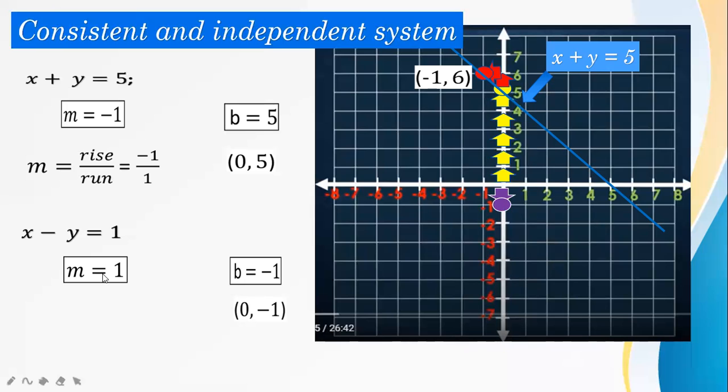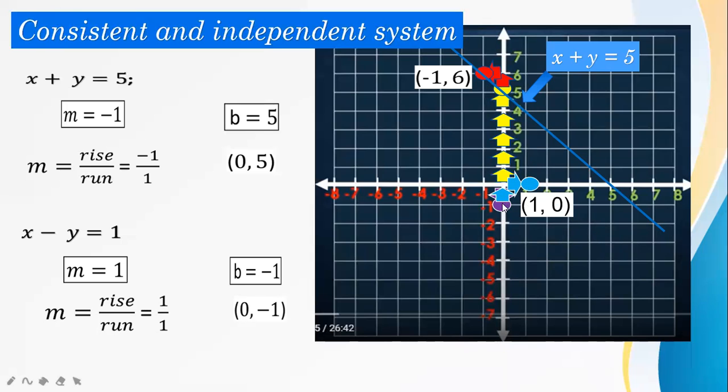And then after that, your m is +1. So using the formula, that will be your rise over run. And therefore, your rise is +1 and your run is +1 also. And therefore, you move up 1 unit. Then you move to the right of the y-axis 1 unit, and therefore this will be your point. And this point is, they call it 1 and 0. So your x is 1 and your y is 0.